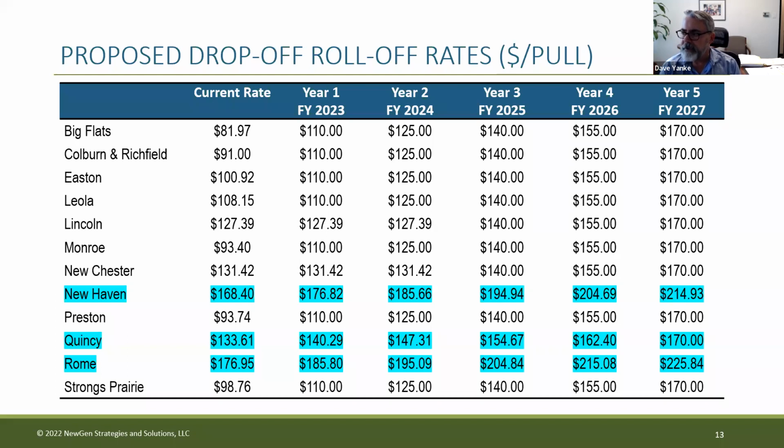Then in FY 2025, you can see Lincoln and Newchester both convert over to the standard $140. By FY 2027, everyone is at $170 with the exception of New Haven and Rome. And when you get there, we tell you to relook at that and probably look at a $30 to $50 price differential for those pulls. But right now, just gradually move everyone over so they're moving towards cost-based rates.